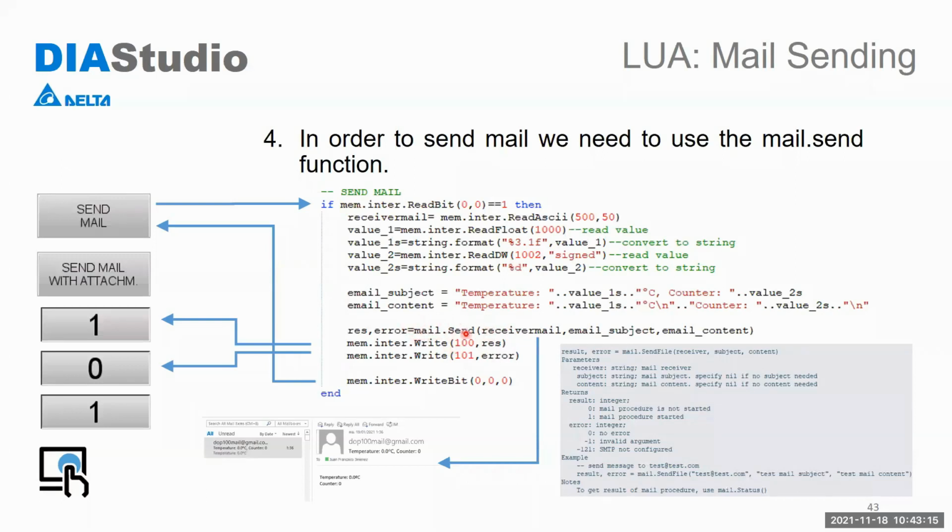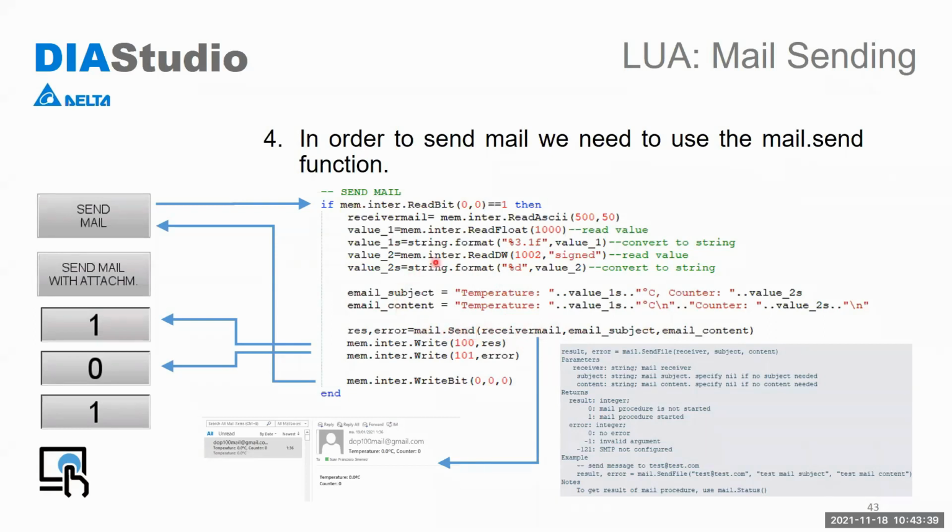mail.send, and you just need to indicate which is the receiver mail, to whom you want to send the mail, the subject, and the mail content. All of them are strings. So again, we need to cook those strings in order to use as parameters or arguments of this mail.send function.